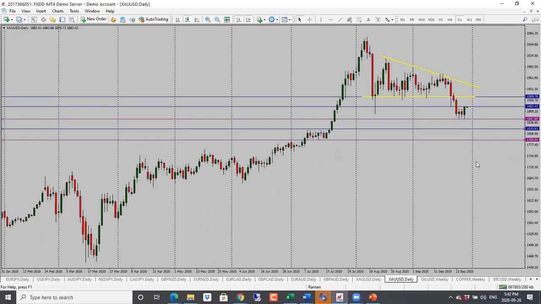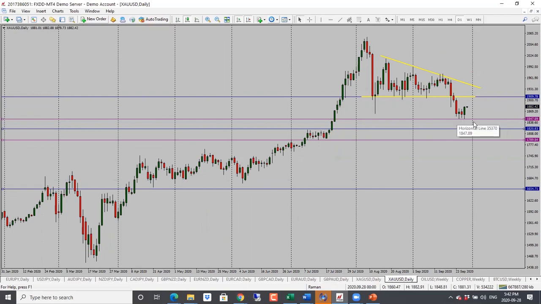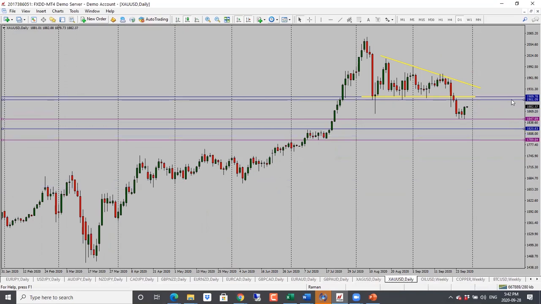Gold as well, we see price has held the support level, and we have a nice bullish engulfing candle close here. So I will look for a move higher. First target here is 1900, and then above that, we could see a move towards 1920. So for now, bias is bullish for gold as well.